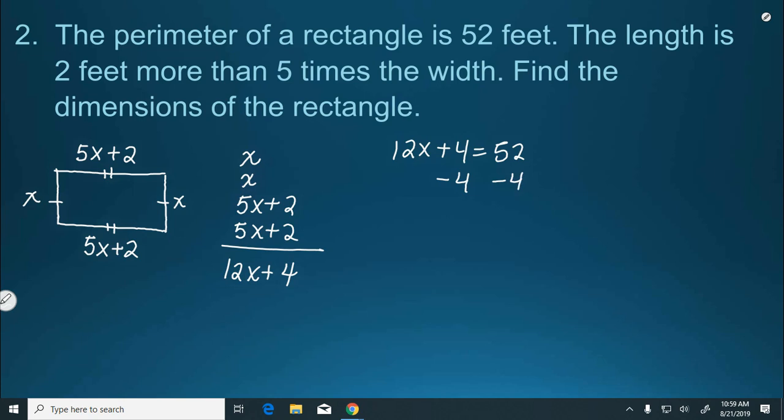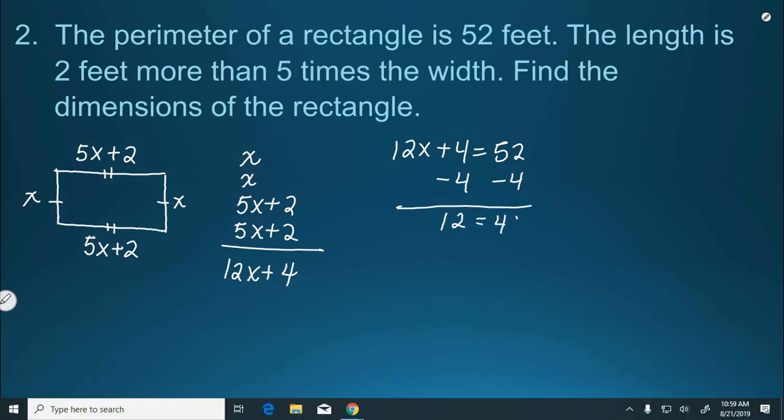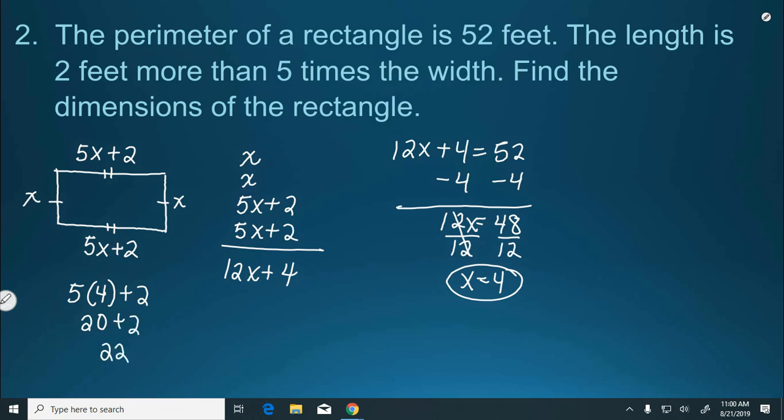Subtract the 4 from both sides. 12x equals 48. Divide by 12, and x equals 4. So that x is our width. We need to plug it in and find the length. 5 times 4 plus 2 gives me 20 plus 2, which is 22. So both the lengths are 22 and the width is 4.